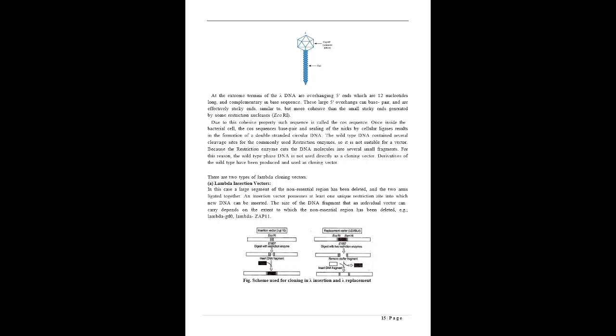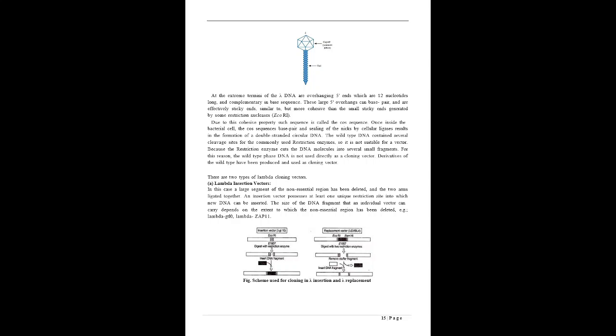So the key feature is that it generates sticky ends at the cos site. The DNA has single-stranded overhangs that are 12 nucleotides long and complementary. We call them the cos sequences. Once inside a bacterial cell, these ends base pair and are sealed by ligases, turning the linear DNA into a double-stranded circular molecule, and you can undergo vector modifications. Natural lambda DNA isn't ideal for cloning because it has too many restriction sites. So that is why it needs to be specifically designed for cloning.